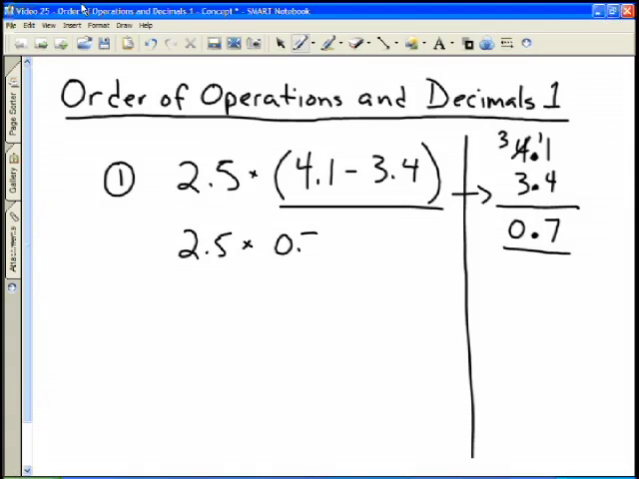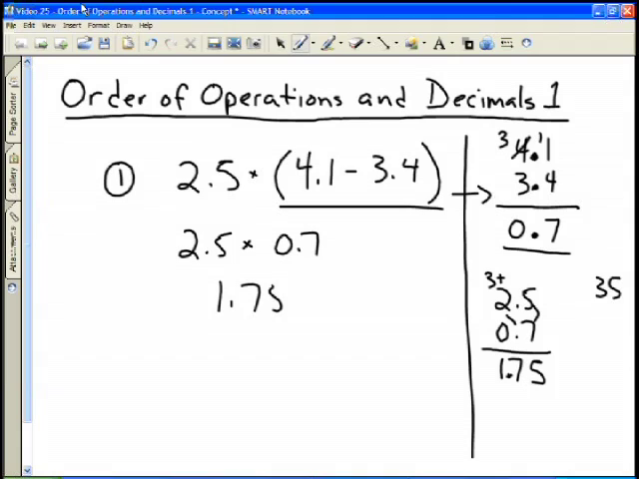And now 2.5 times 0.7, and we simply multiply here. So 5 times 7 is 35, and remember, we write the 5, we carry the 3 over, and now my next multiplication is 2 times 7, which is 14, plus 3 is 17. 2 decimals in my question, so 2 decimals in my answer, and 2.5 times 0.7 is 1.75.